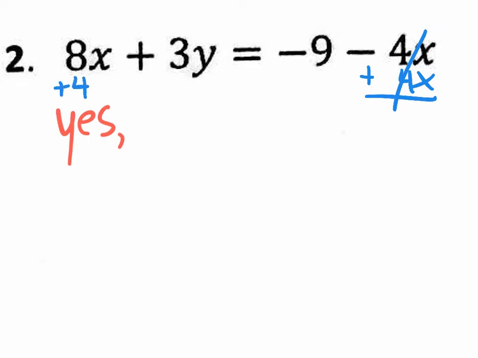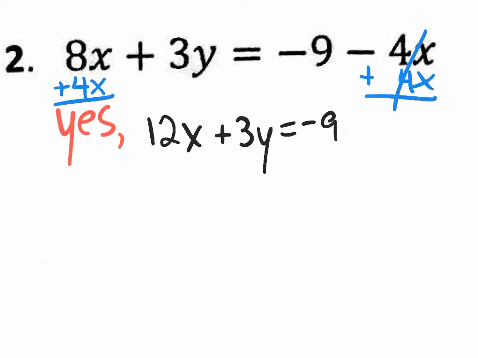And I'm going to add the 4x to the 8x because that's the only actual term that you could add it to. So 8 plus 4 is 12. So yes, it's linear, but I need to continue working. I'll have a 12x plus 3y equals negative 9. So the first part of our answer is yes, it is linear. The second part of our answer is rewriting it in standard form.